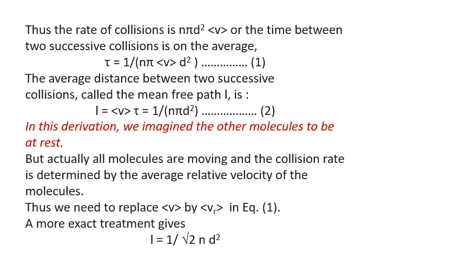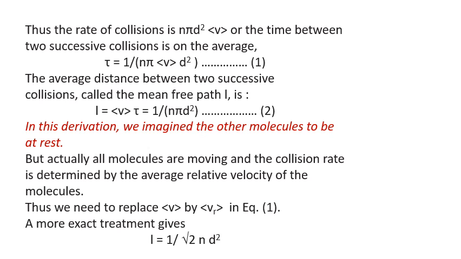Thus, the rate of collisions is n pi d square v, and the time between two successive collisions, on average, is given by tau, equal to 1 divided by n pi v d square. So the average distance between two successive collisions, which we call the mean free path and denote by L, will be equal to v into tau. So it will be 1 by n pi d square.